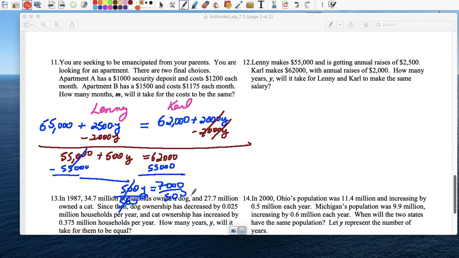And that goes away. Y becomes isolated by itself. 7,000 divided by 500 is 14. So the answer is, in 14 years, Lenny and Carl will be making the same amount of money.